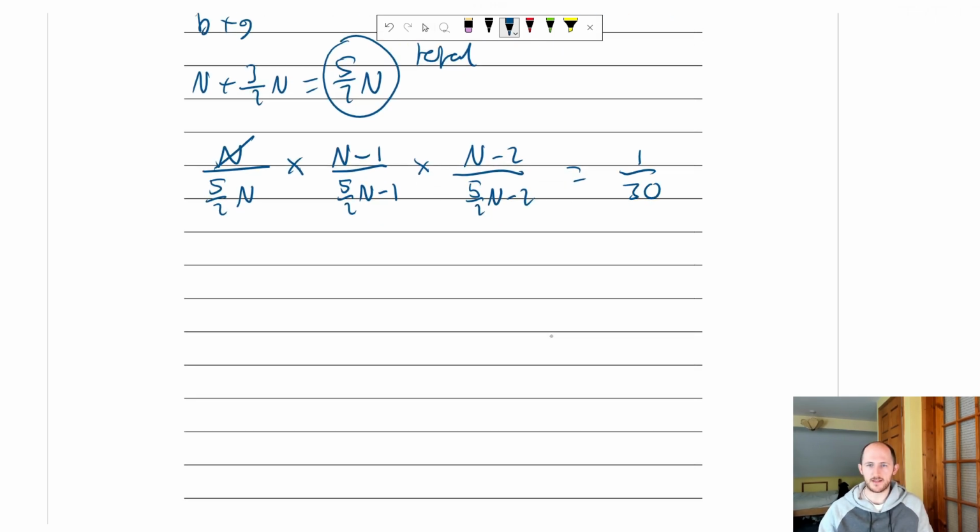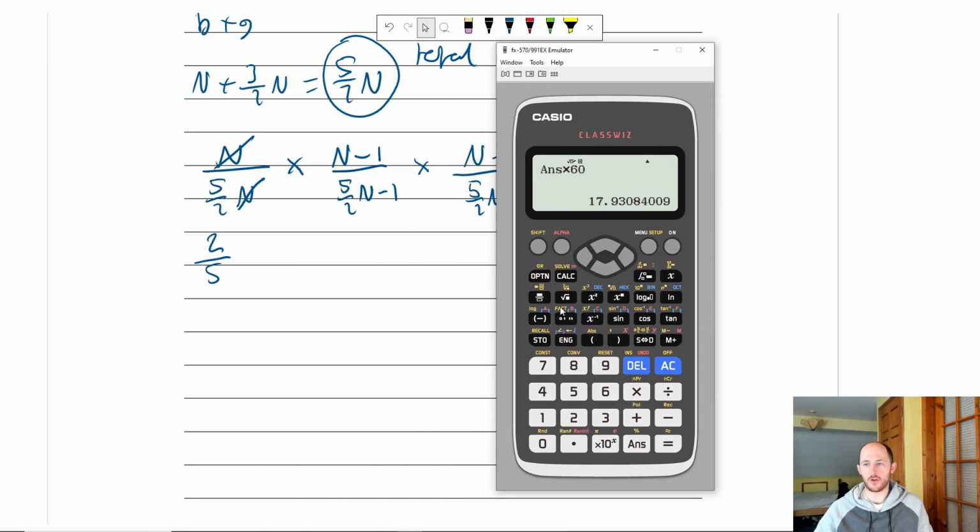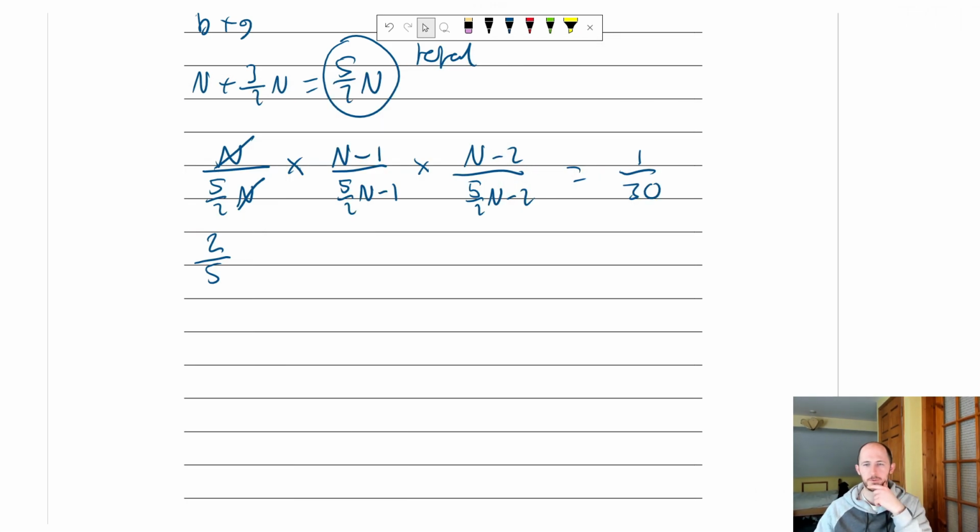I can cancel out the n's from this side. And now it's just a lot of rearranging. So this first thing is now, because it's like 1 over, it's going to be 2 over 5 instead of 5 over 2. The reason for this is if you put 1 over 5 over 2 in your calculator, you get 2 over 5. It just takes the reciprocal.